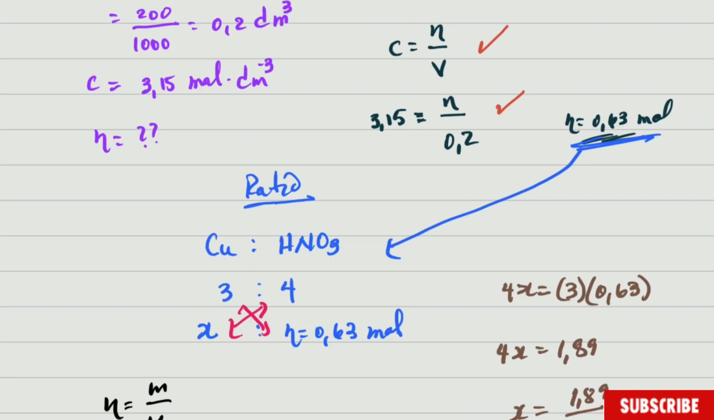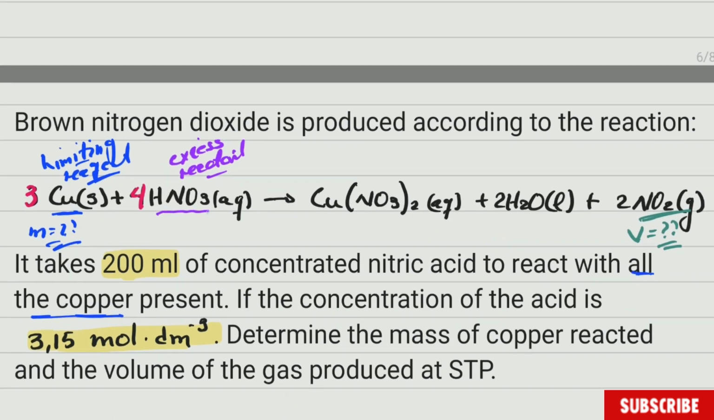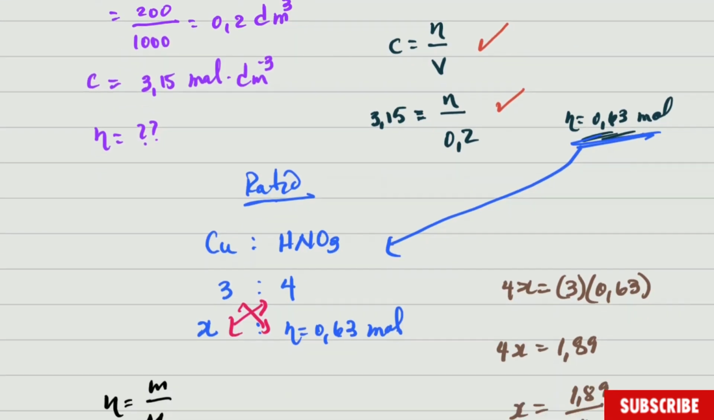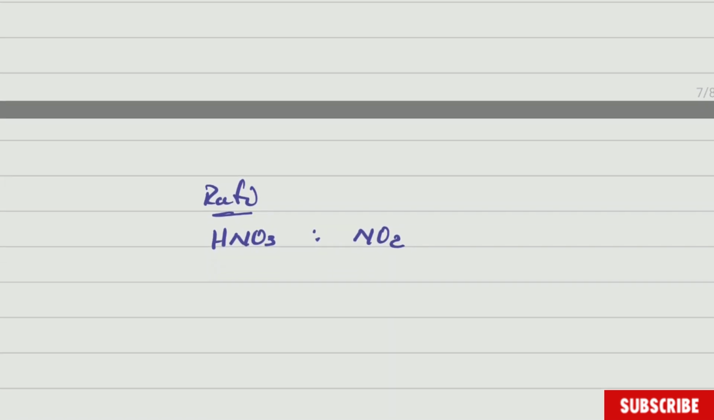We go back to the reaction. We're using the nitric acid, which is 4, nitrogen dioxide is 2. Nitrogen dioxide is 2, so it is 4 is to 2, or we can say 2 is to 1, it's the same thing.